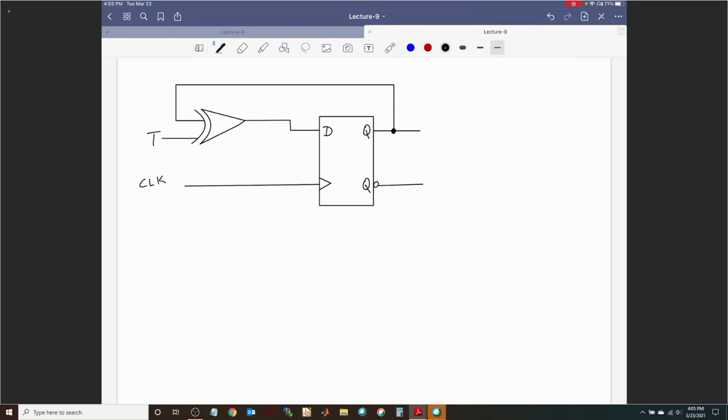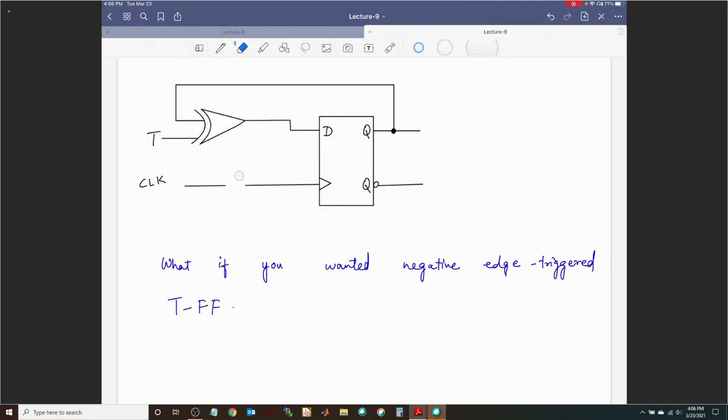So that would be your toggle flip-flop, a positive edge trigger toggle flip-flop designed using a positive edge triggered data flip-flop. What if you wanted to design a negative edge triggered T flip-flop? Invert the clock, that's right. All you need to do is put a NOT gate over here. And that is it. How do you design a negative edge trigger toggle flip-flop using a positive edge trigger D flip-flop? That would be the solution for that.